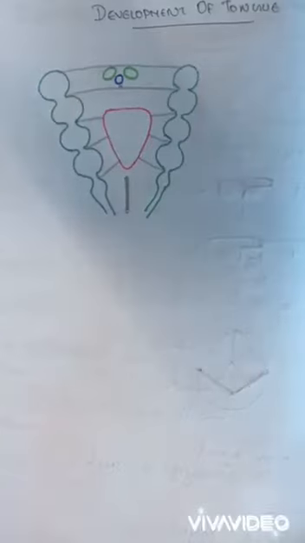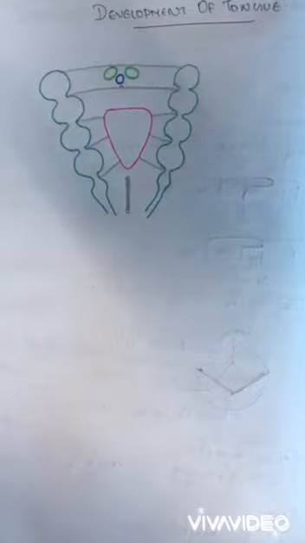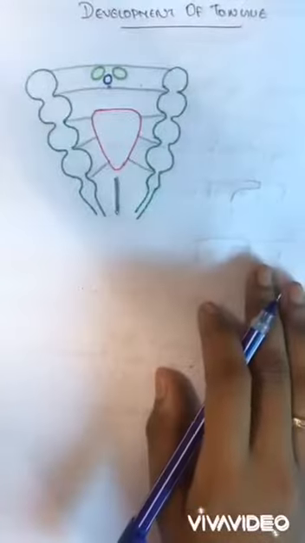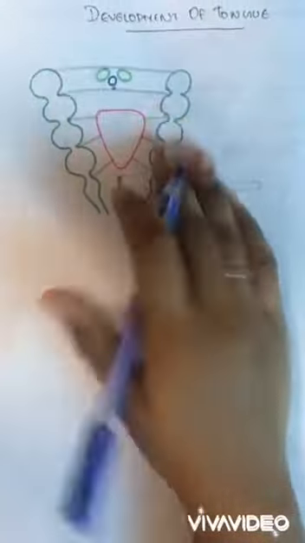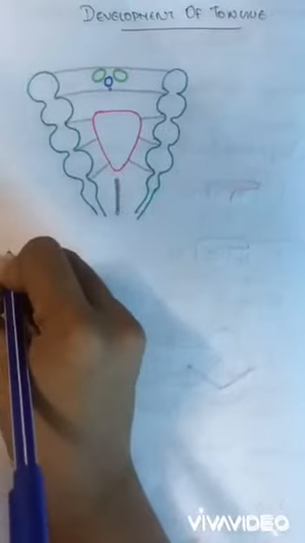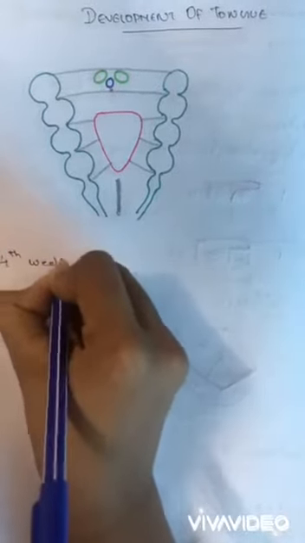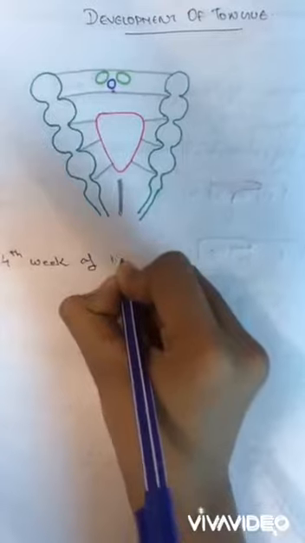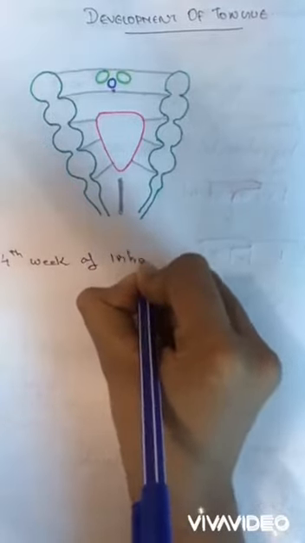Everyone, in this video you will see the development of tongue in detail. As we all know, tongue develops in relation to the pharyngeal arches in the floor of the developing mouth. So, the development of the tongue starts by the 4th week of intrauterine life.